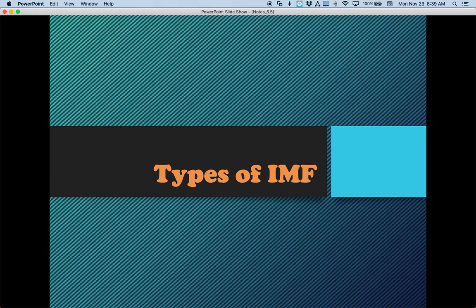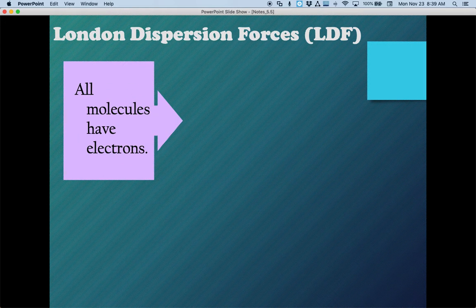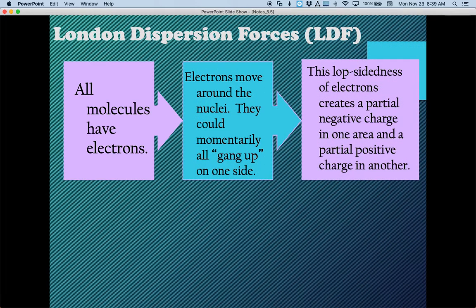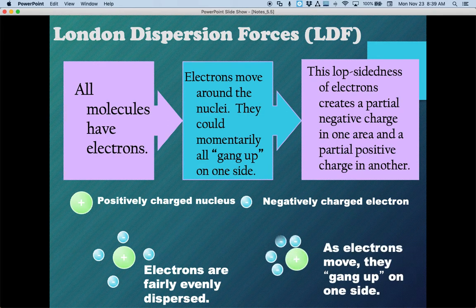And this is what you really need to know for ultimately the test at the end: the different types of intermolecular forces. So the first one we're going to talk about are what are called London dispersion forces.